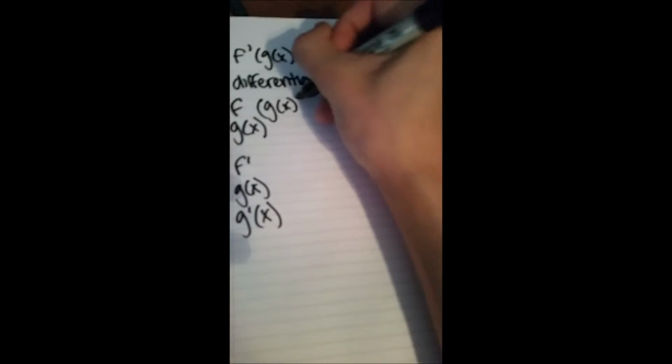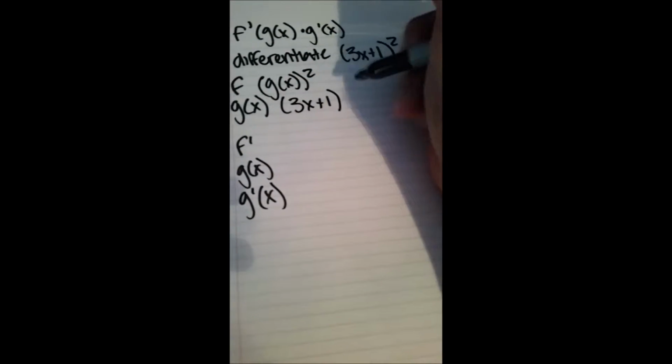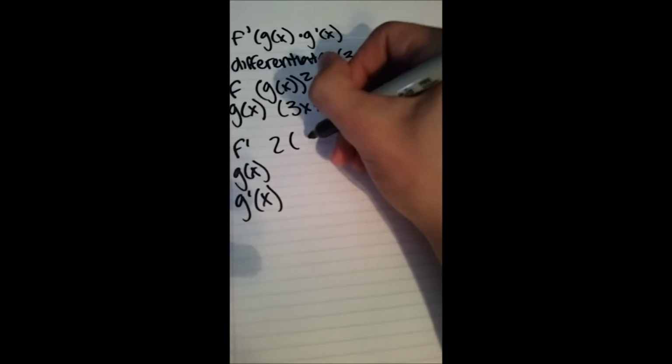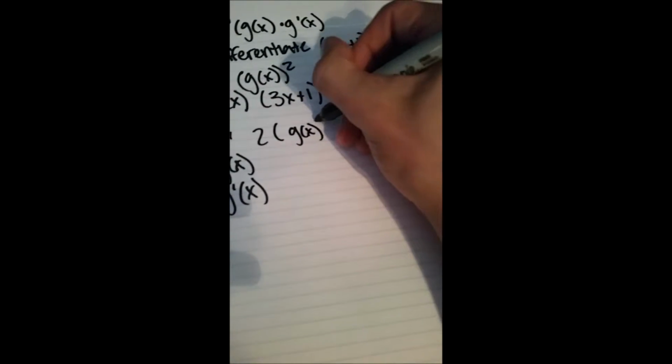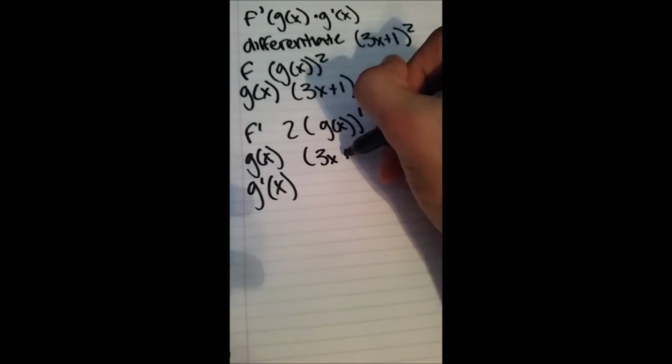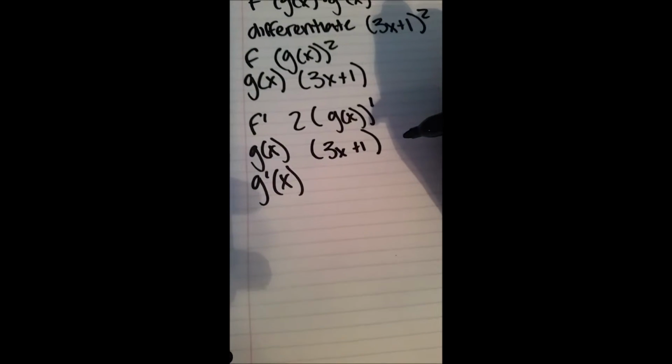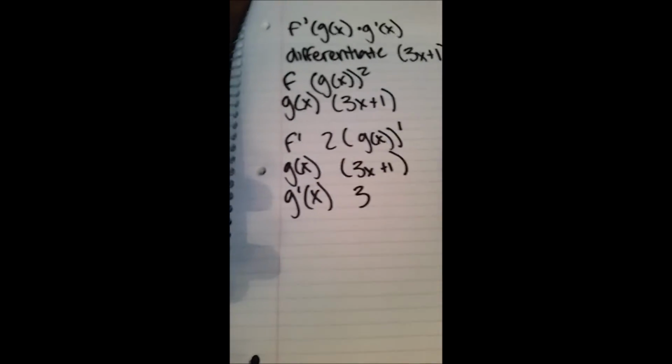Now that we know what the chain rule is and when to use it, let us look at some examples. Our first one being (3x plus 1) quantity squared. Our f equals g of x squared. Our g of x is 3x plus 1. Our f prime is 2g of x. Our inside function, g of x, is 3x plus 1 again, and then our g prime of x equals 3.